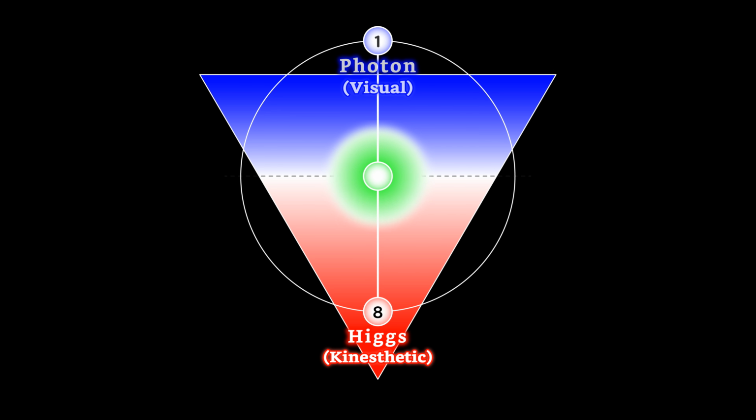The photon is located in the visual field. The photon is the quantum of the electromagnetic field. It can be experienced as light by the visual perception of our eyes.